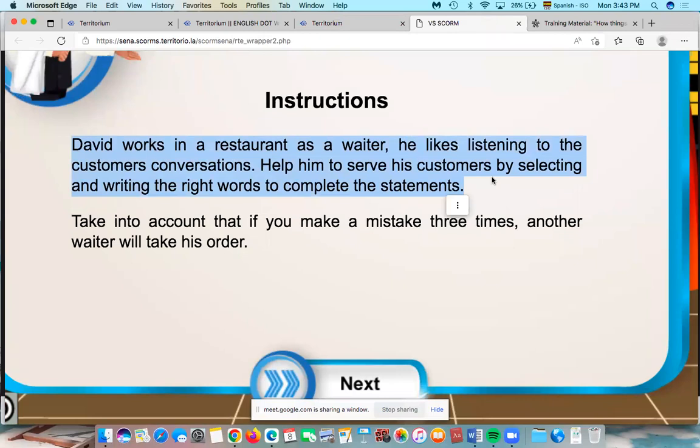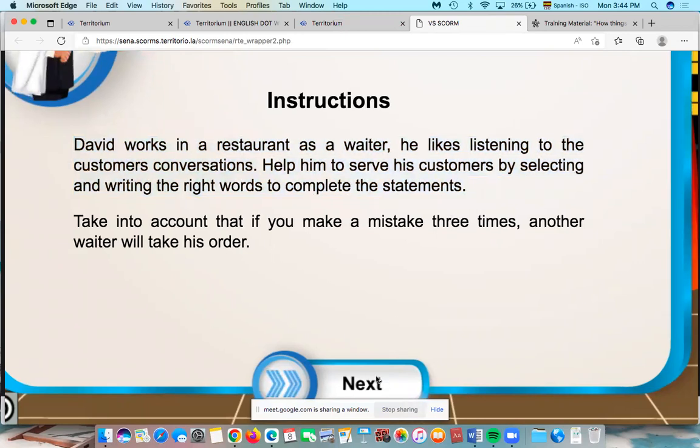Okay. Instructions. David works in a restaurant as a waiter, likes listening to the customer conversation, help him to serve his customers by selecting and writing the right words to complete the statement. Take into account that he made a mistake 3 times, another waiter will text his order.